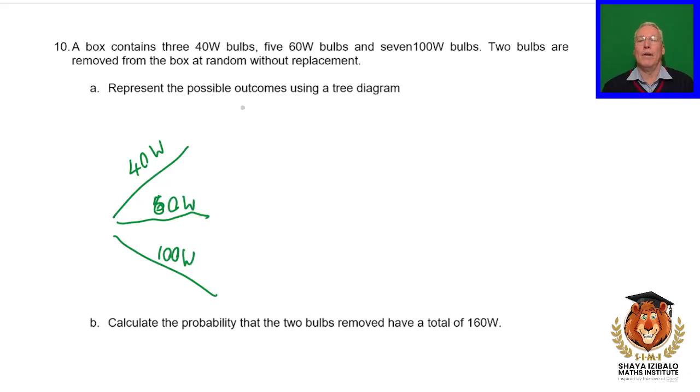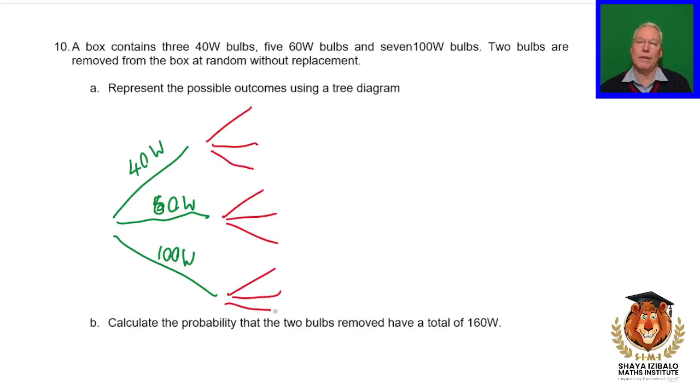Okay. Now, on the next light bulb drawing out, we again are going to have 3 choices. And here we'll have 3 choices. And here we'll have 3 choices. Right, and I'm going to go in exactly the same order, 40, 60, 100.